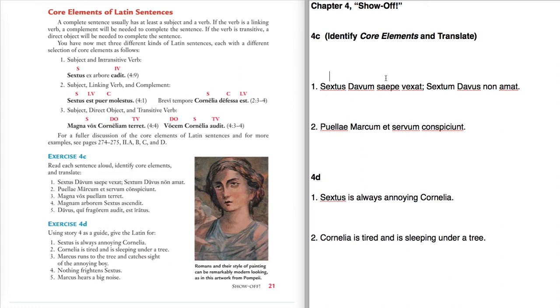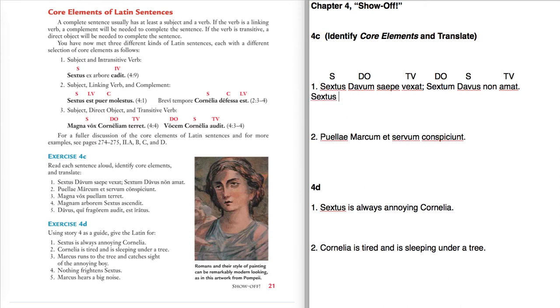So you're going to want to either put in parentheses. It's almost better if you can do what I'm doing here. Identify the elements like this. Now, vexat is a transitive verb. And then we have a direct object first, and then we have a subject, and then we have another transitive verb. Now, this sentence says Sextus often bothers or annoys Davos.